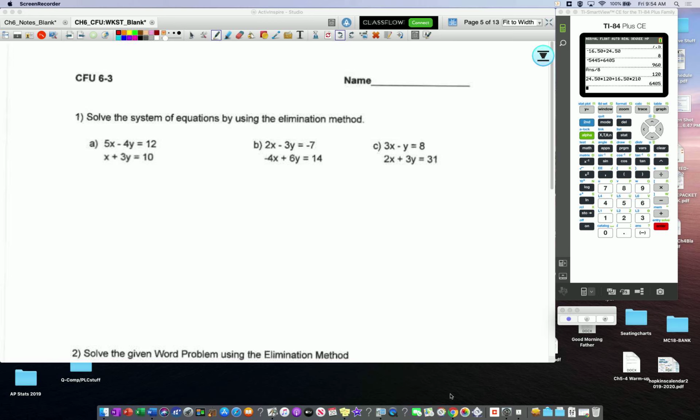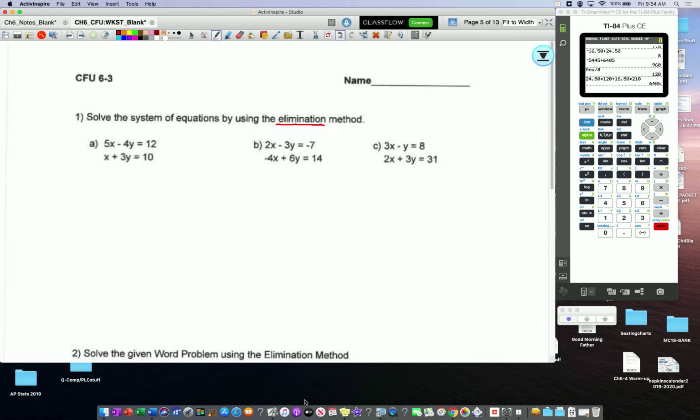All right, class, let's take a look at your CFU worksheet here. So it says solve the system of equations by using the elimination method. So again, elimination method, we're either going to multiply one equation or both equations by some number to get rid of the x or the y value.